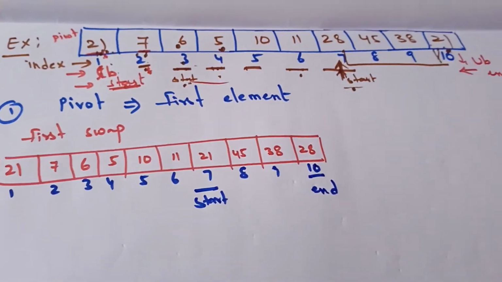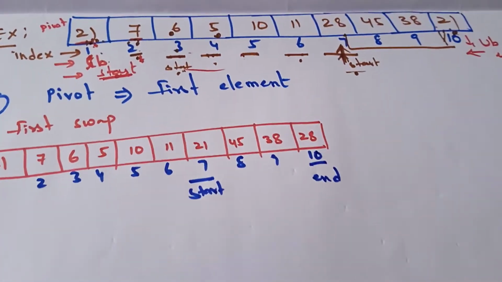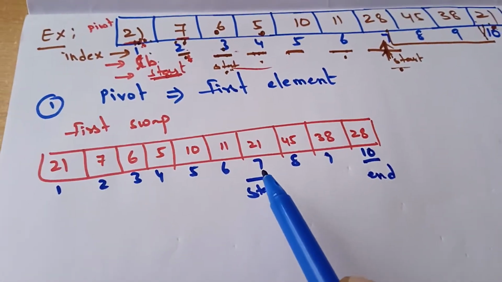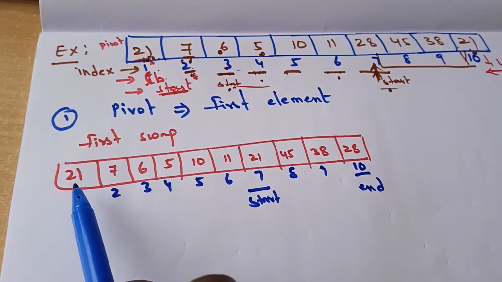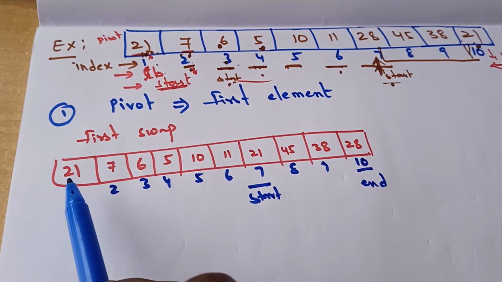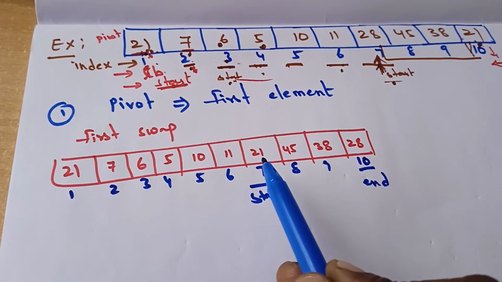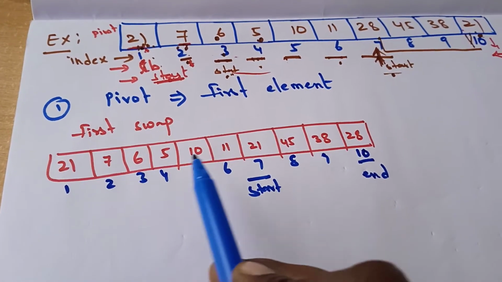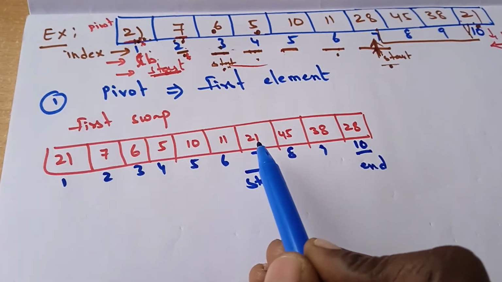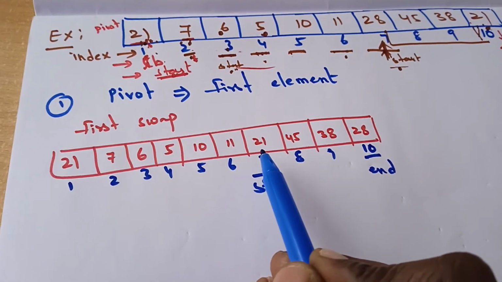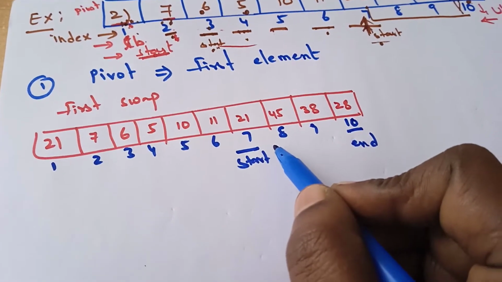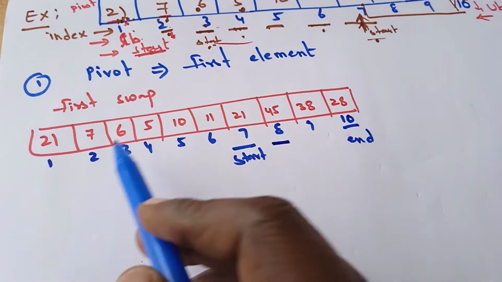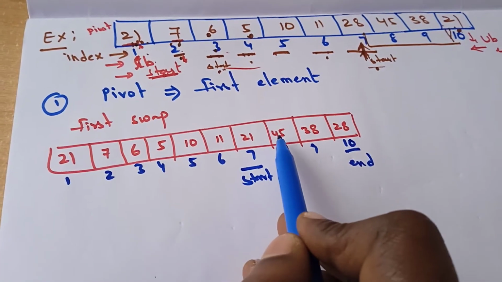Okay, right. Now again we have to compare with this pivot element. Now the pivot element is 21, with the 21 lesser or equal to 21. When it is lesser or equal to, you have to increase the index. Now we'll come here. Now 21 versus 45.